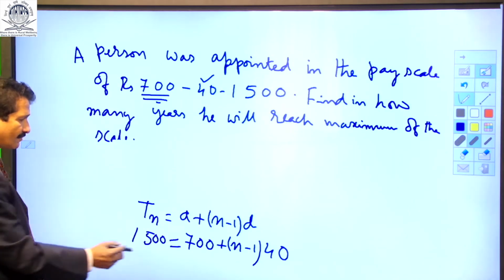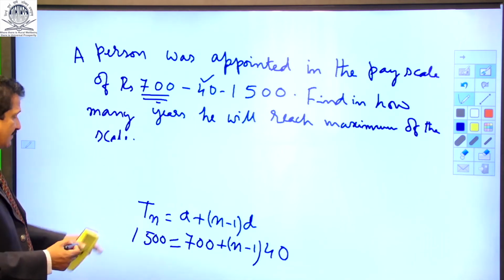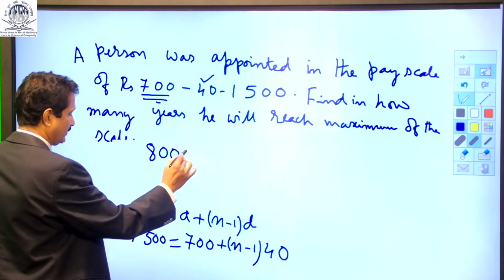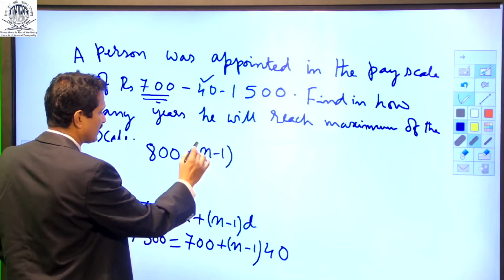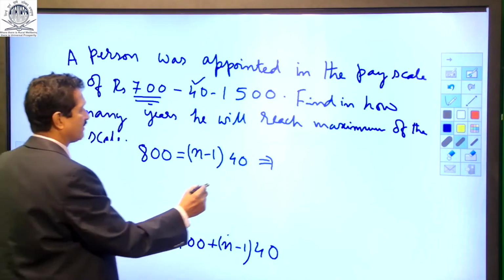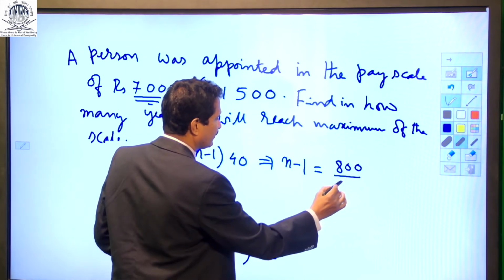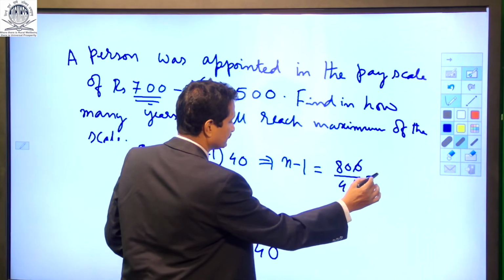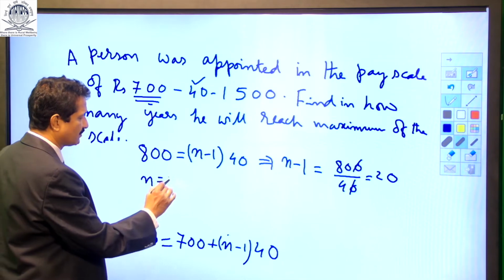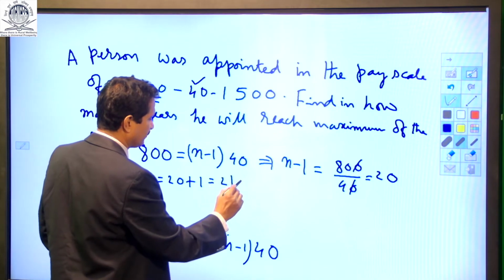Now I transpose this 700 onto this side, then we get 1500 minus 700, that gives me 800, is equal to n minus 1 into 40. So n minus 1 is equal to 800 by 40, which gives me 20. So n is equal to 20 plus 1, transposing this 1 to the other side, we have 21 years.